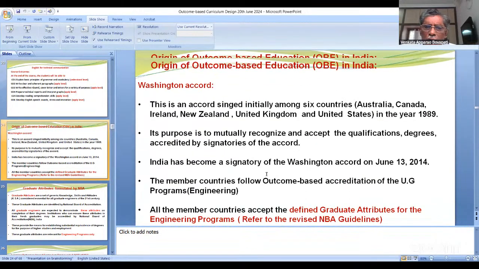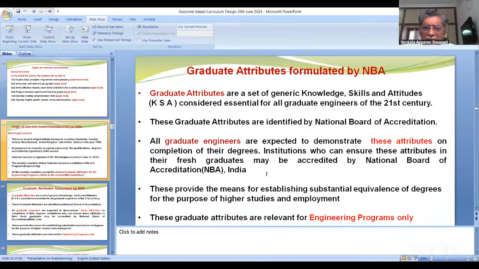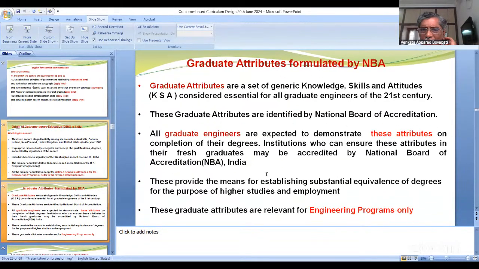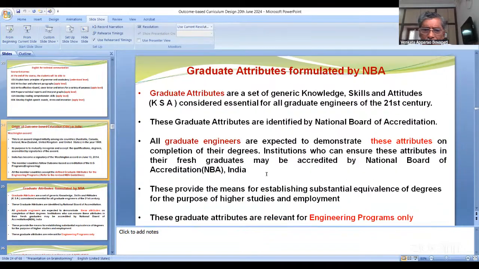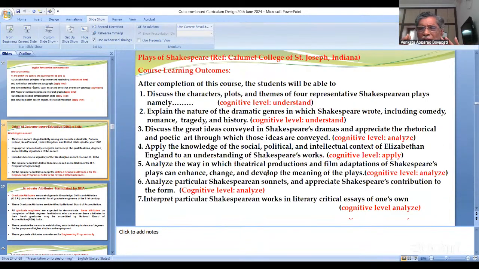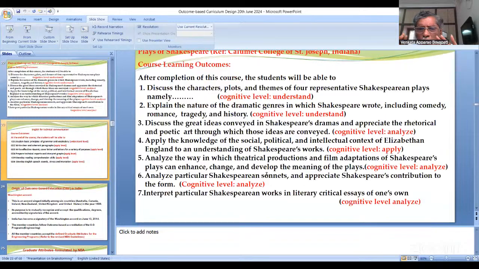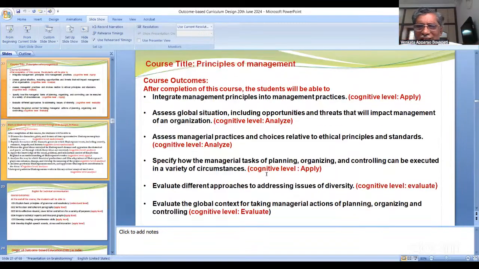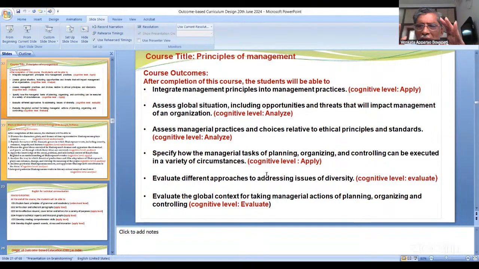Origin of outcome-based education in India, OBE, outcome-based education, the acronym is OBE. It is essentially based on Washington Accord. Don't bother about the moving of slides. I don't know why it is doing. It will be settled by itself. It is based on Washington Accord.